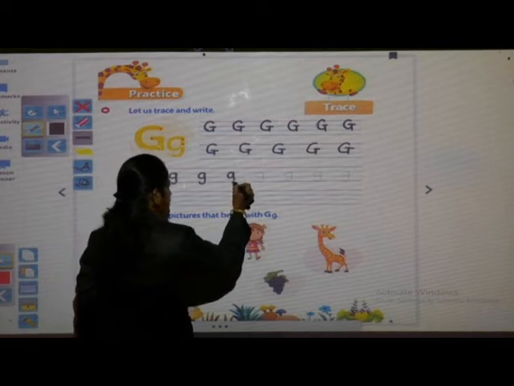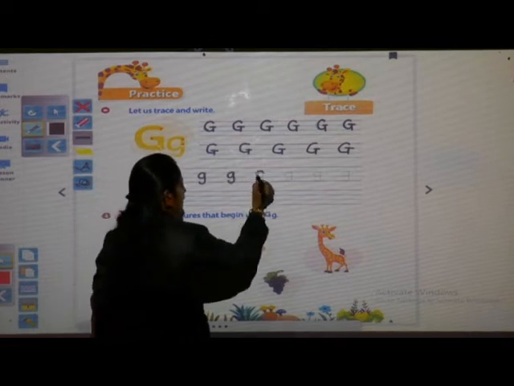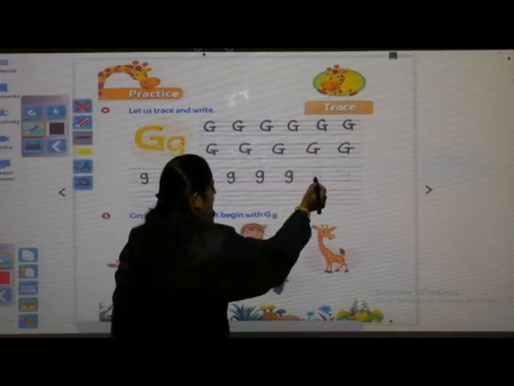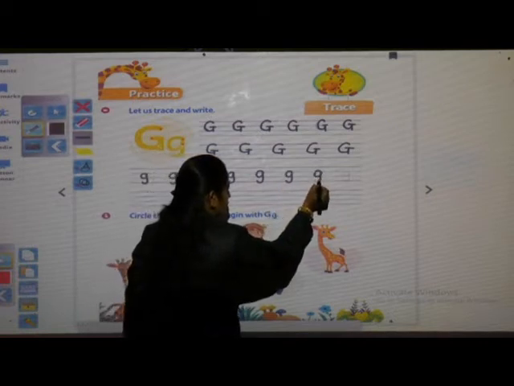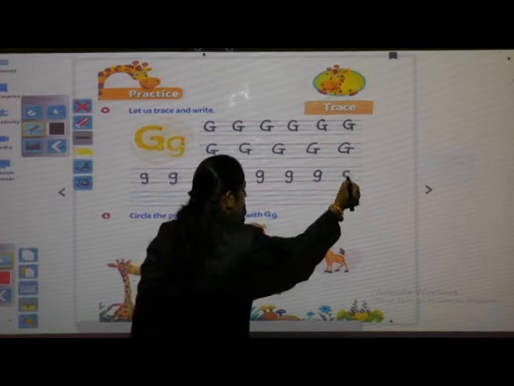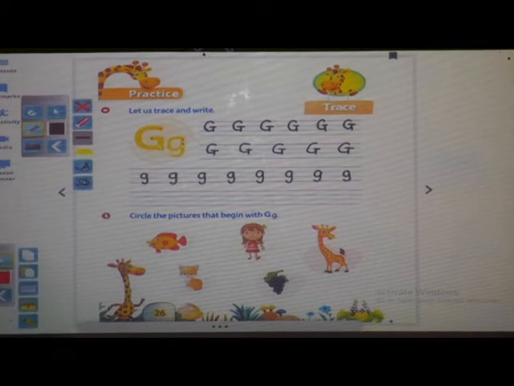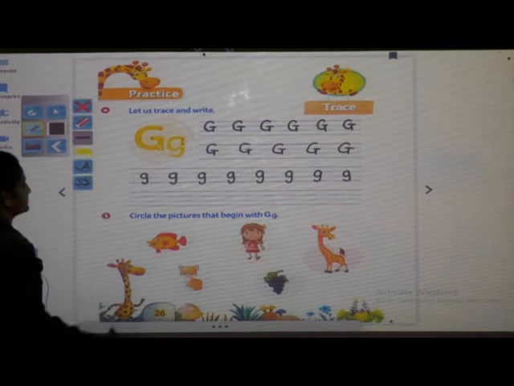Small letter G. Write in good handwriting with proper formations. Don't make your book dirty, okay? Keep your books clean and tidy.